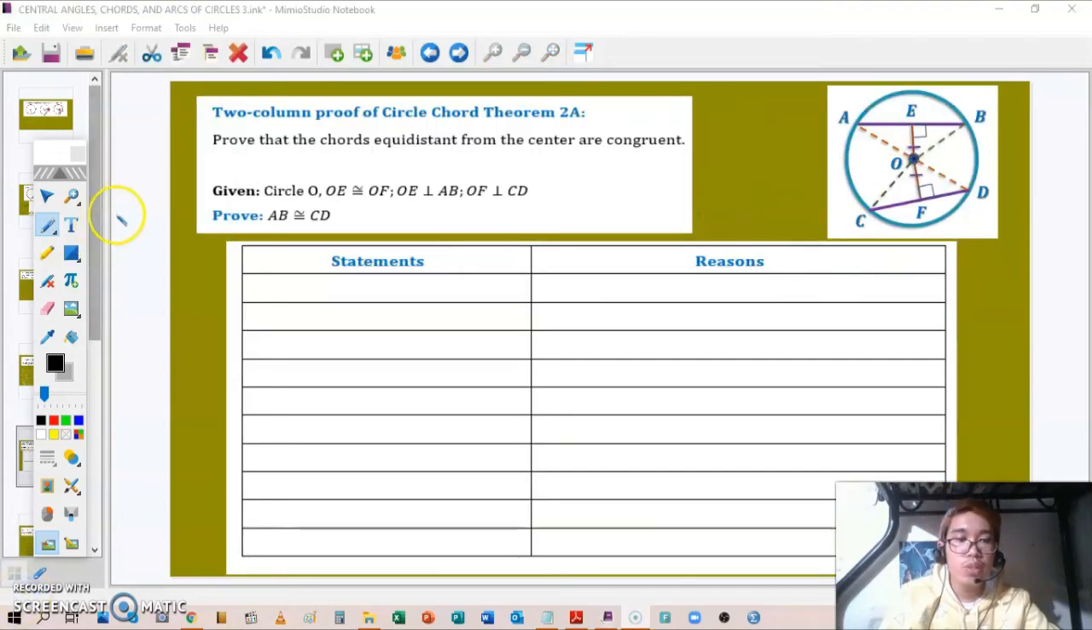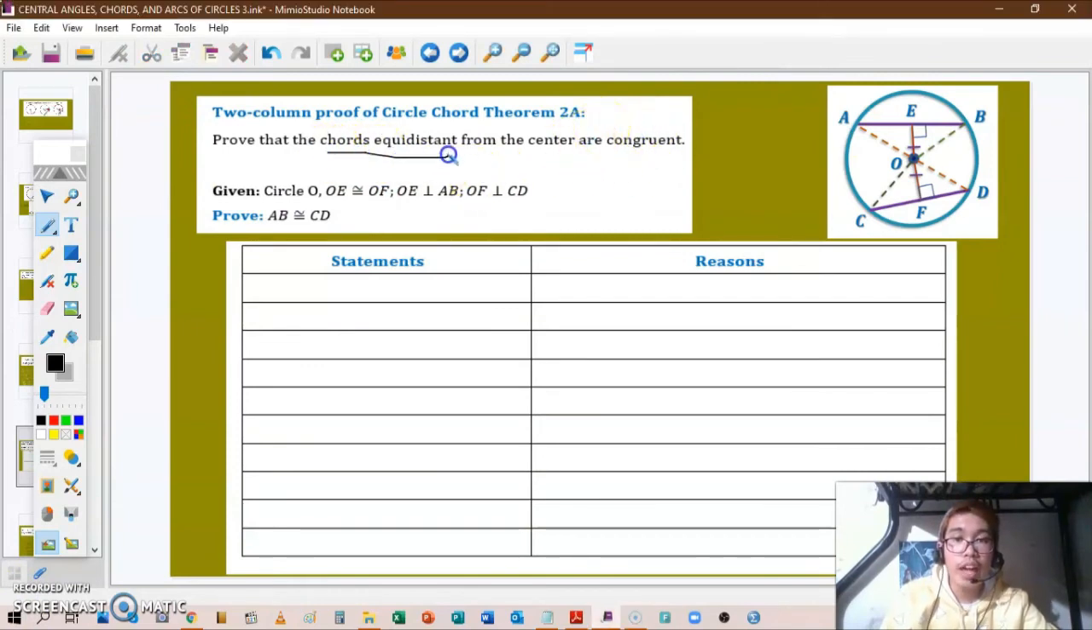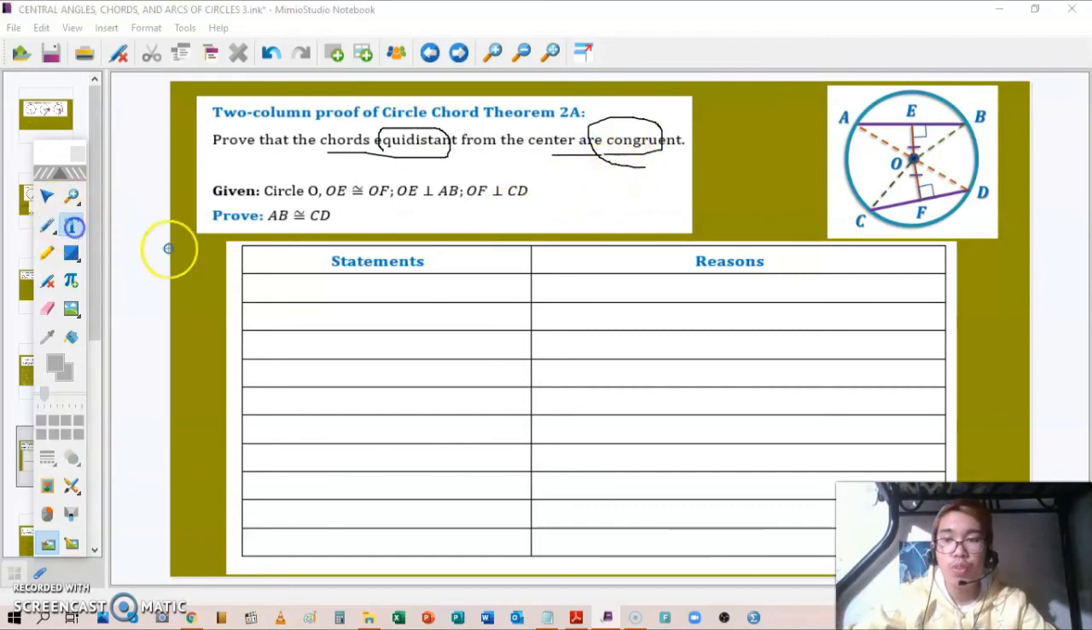Okay, guys, for this one, let's try to prove a theorem about the chords of a circle. Prove that the chords of a circle are equidistant from the center. Okay, that are equidistant from the center, we have to prove that they are congruent. So that was the problem that we solved a while ago. So let's try to prove this theorem.